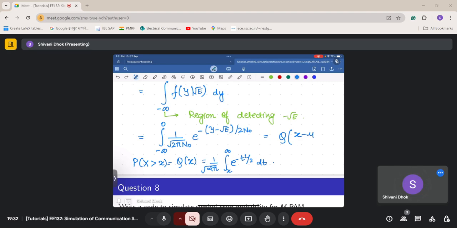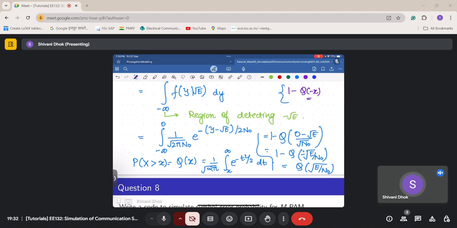1 minus Q of, where the mean is root E by root N naught, and your x is 0. So this is 1 minus Q of minus root E by N naught, and this is equal to Q of root E by N naught. So we are also using the fact that 1 minus Q of minus x is equal to Q of x. Okay, so this is what we are getting.